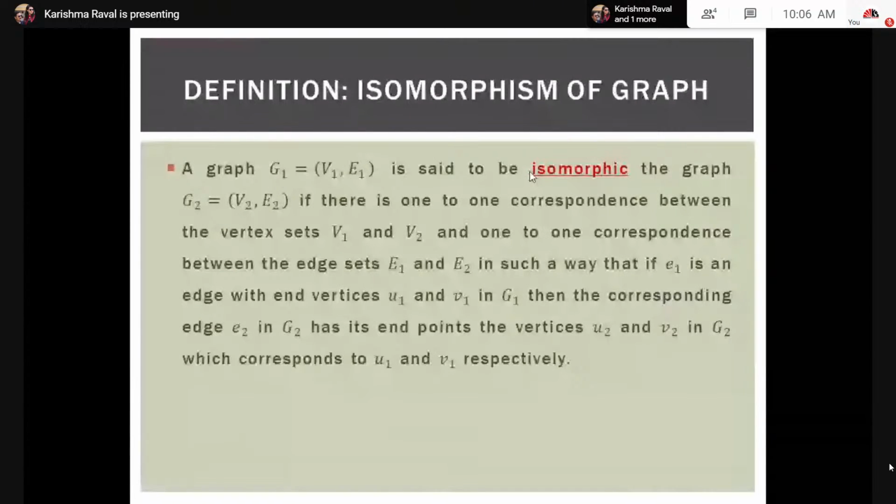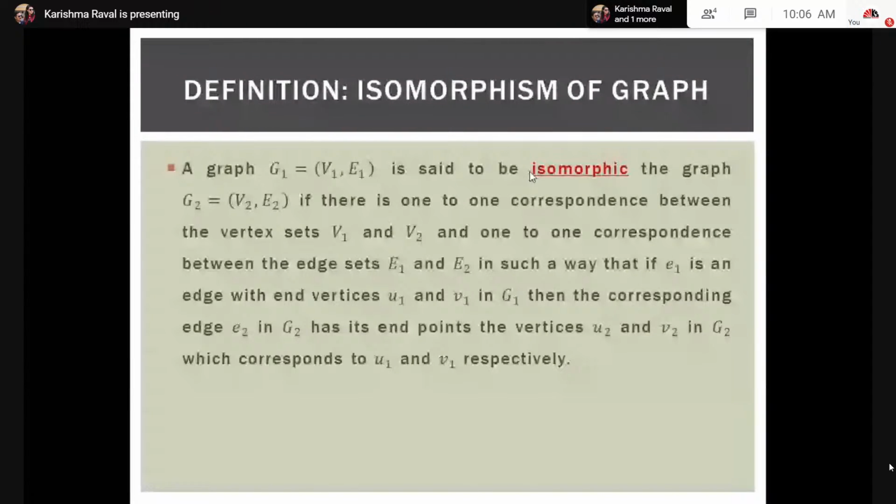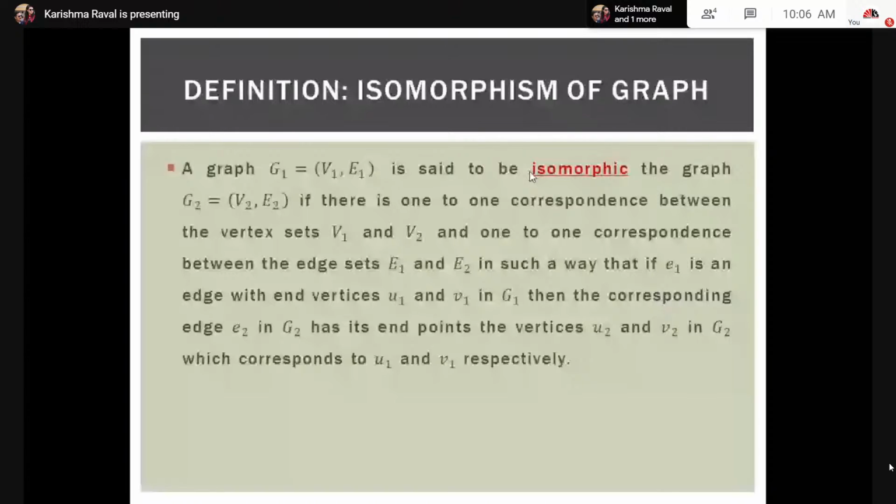The next topic is graph isomorphism. Consider two graphs G1 and G2 with edge sets E1 and E2. If there is an edge with end vertices U1 and V1 in G1 that has the end points U2 and V2 in G2, then the pair of graphs is called a graph isomorphism.